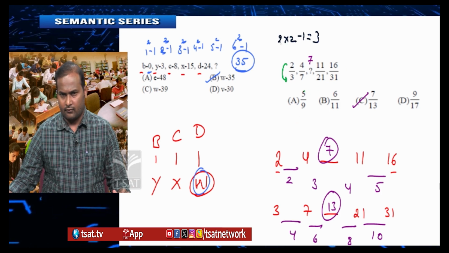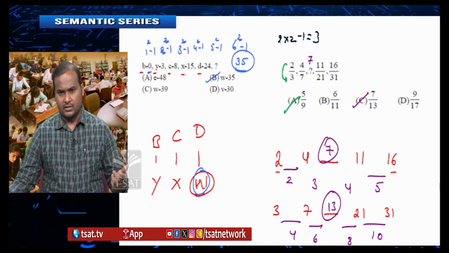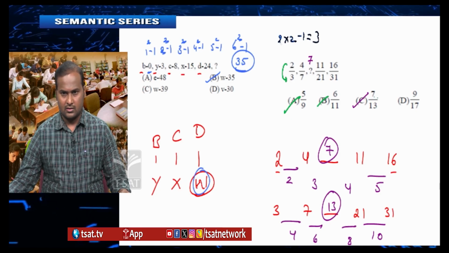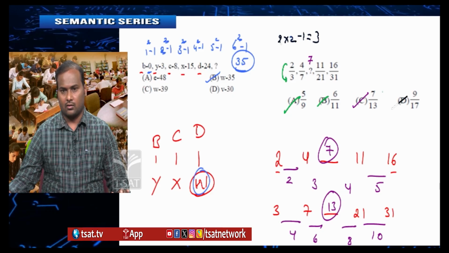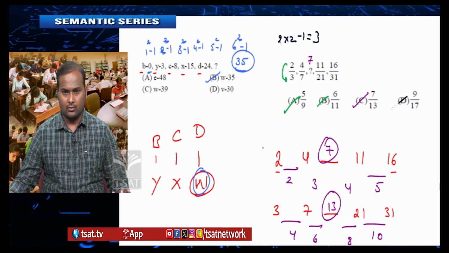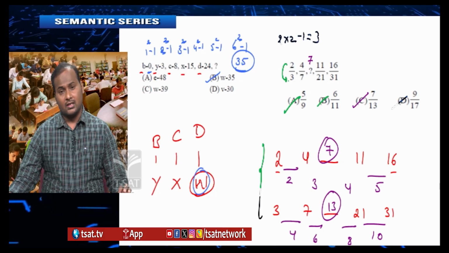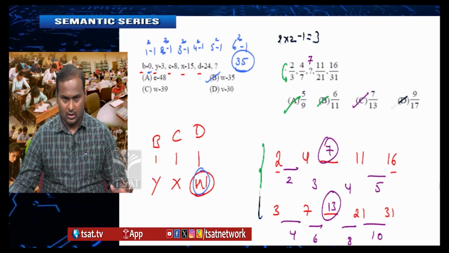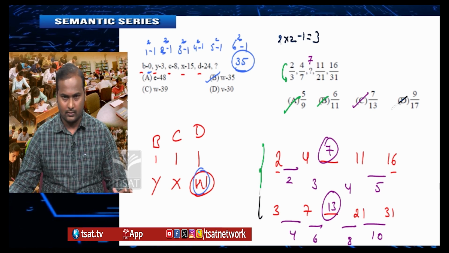So you need to check the options here also. Here 5 into 2, 10, minus 1, 9. You see in B, 6 and 11: 6 into 2 is 12, 12 minus 1, again 11. This is also possible, this also possible. That is the reason we are getting all the answers. So obviously you have to follow this pattern, not from numerator to denominator. In the exam, there is a possibility of asking from numerator to denominator also. So you need to find out both the things as well.